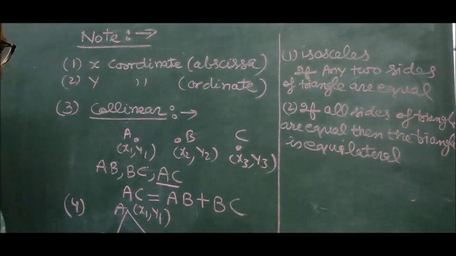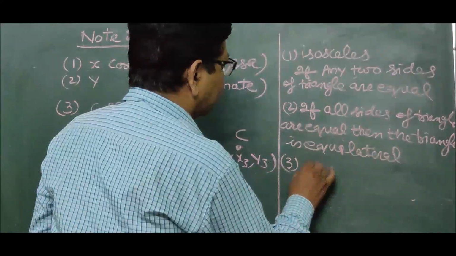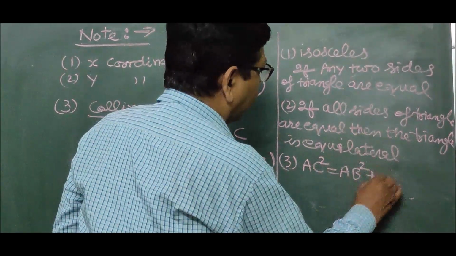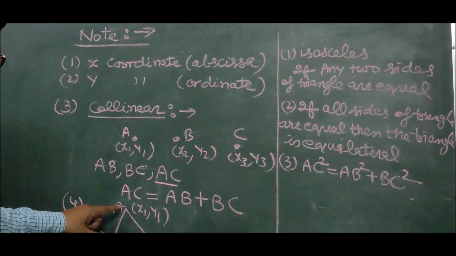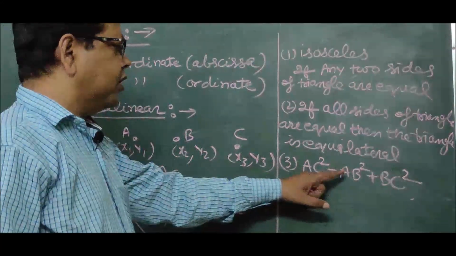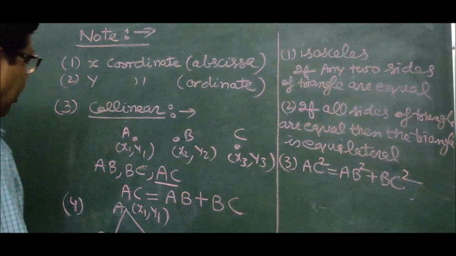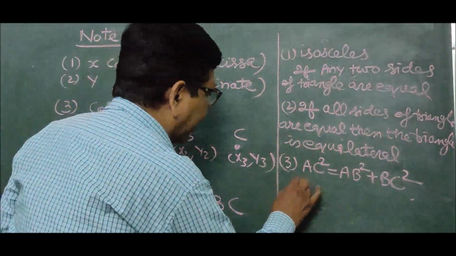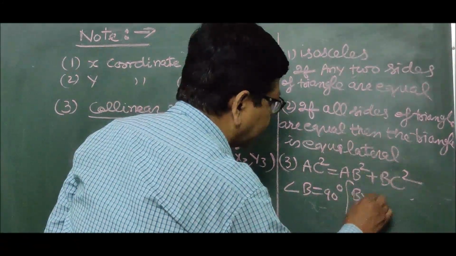If the square of the longest side, suppose the side AC is the longest side, is equal to the sum of the squares of the other two sides, any side can be longest, then the angle opposite to the longest side is a right angle. Angle B is equal to 90 degree by converse of Pythagoras theorem.